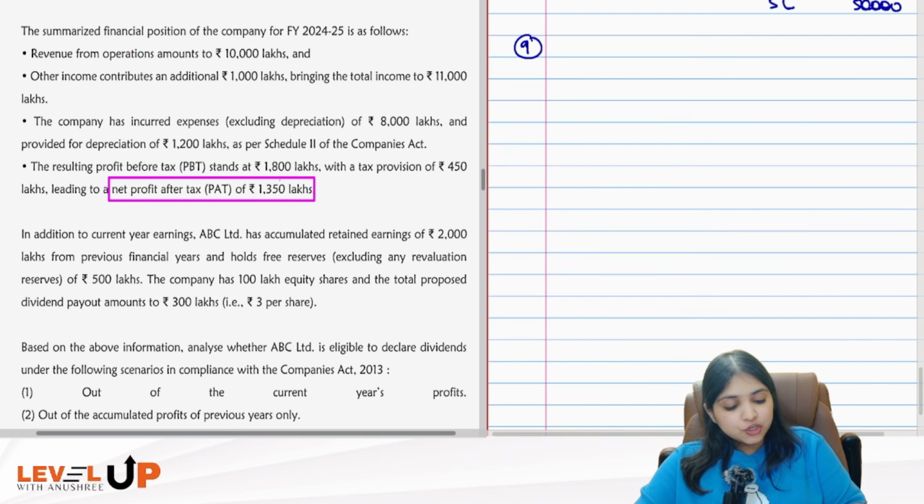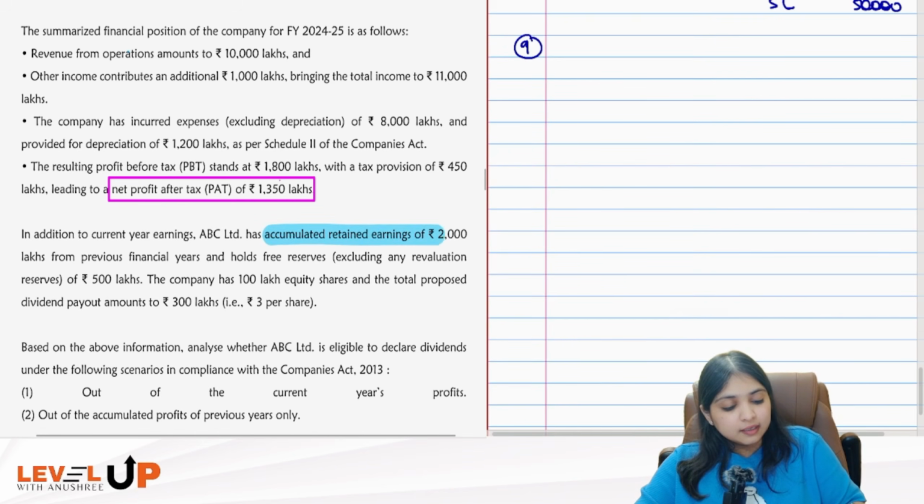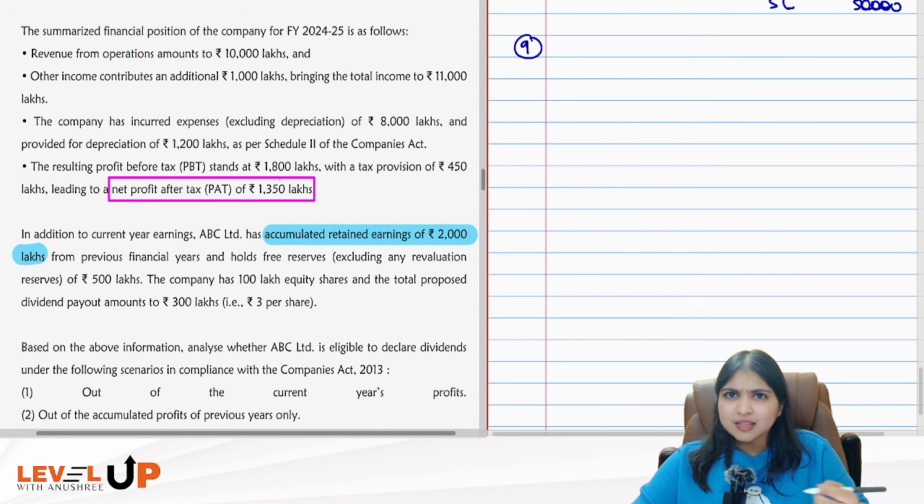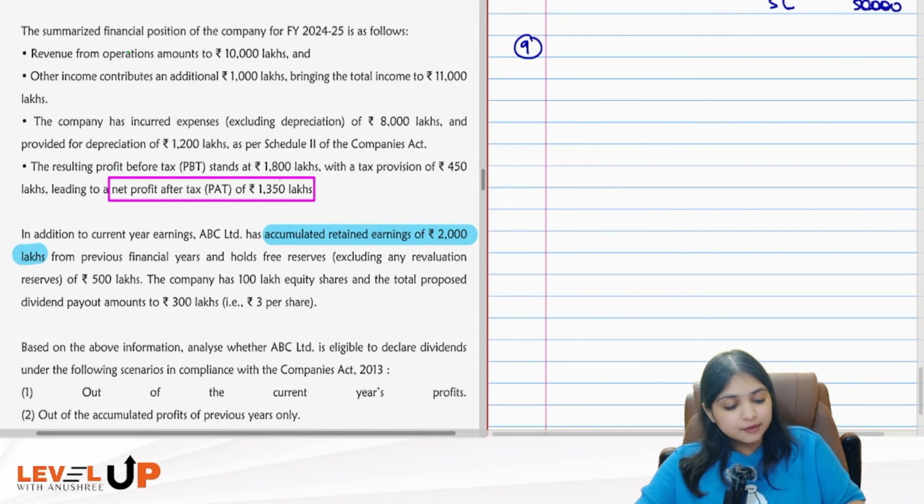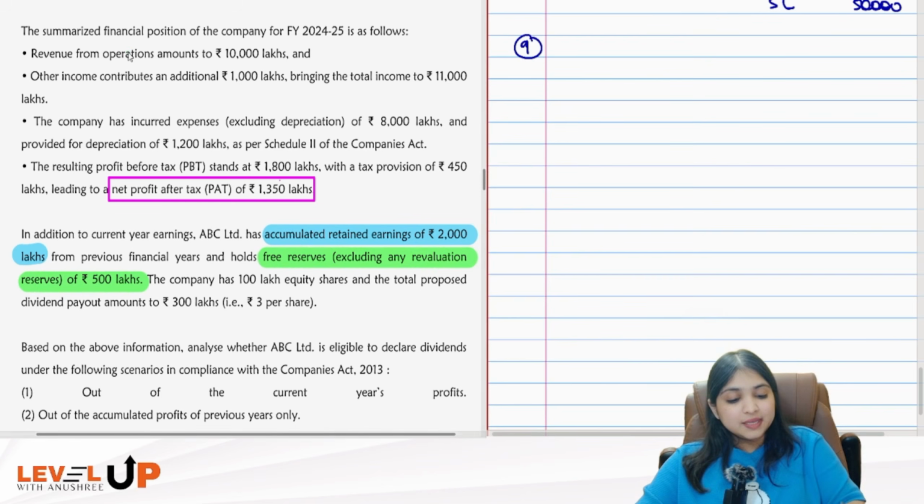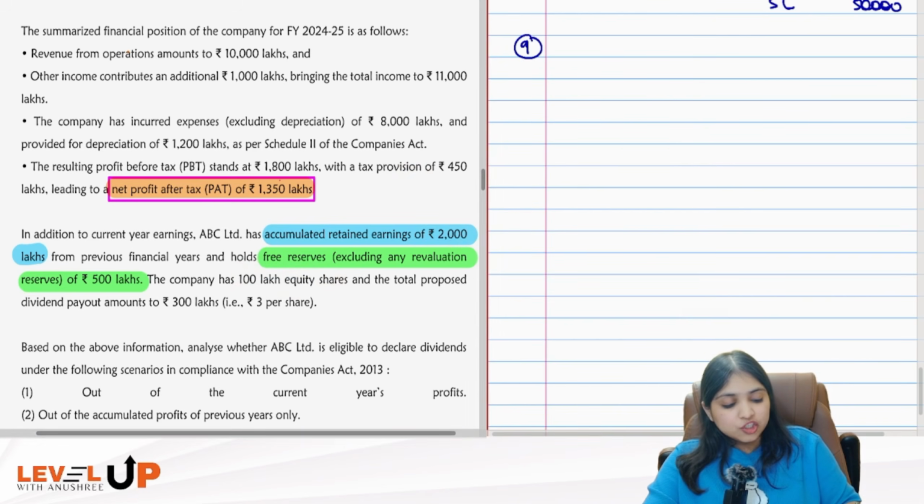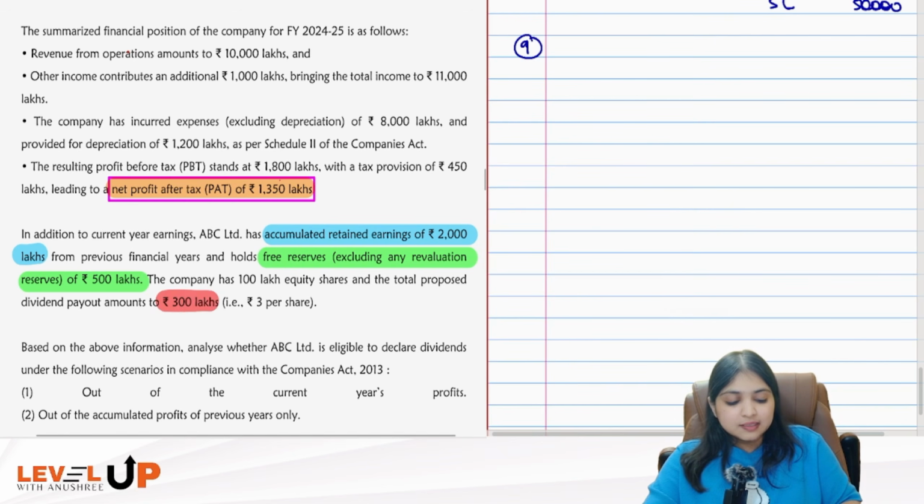In addition to the current year earnings, this company is having accumulated retained earnings of 2,000 lakhs. Nothing but your surplus in P&L account. Then the company is having free reserves also. Free reserves of how much? 500 lakhs. So company is having current year profit of 1,350 lakhs. Company has surplus in P&L account 2,000 lakhs and free reserves is 500 lakhs. Company has 100 lakh equity shares. Total proposed dividend is 300 lakhs.